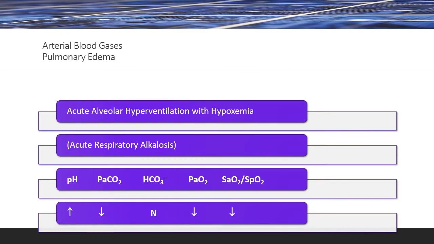Arterial blood gases in moderate pulmonary edema show the patient working really hard to breathe and blowing down their CO2. You'll find that the pH has gone up, the PaCO2 has gone down from working so hard to breathe in such a rapid respiratory rate. The bicarb is still normal. It hasn't had a chance to change, so it's still within the normal range, but probably low. And the PaO2 and SaO2 may be low.